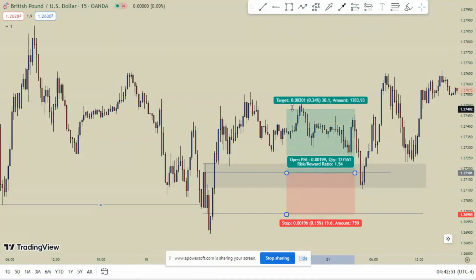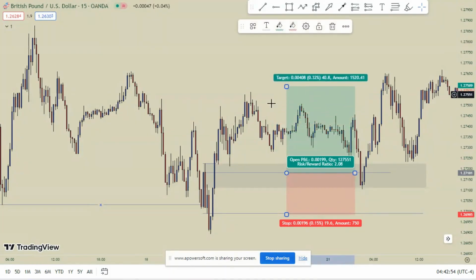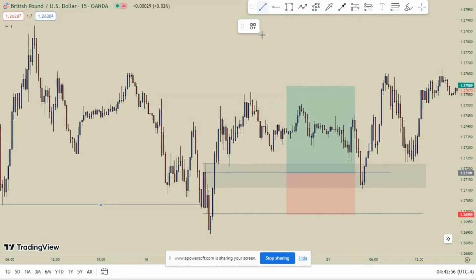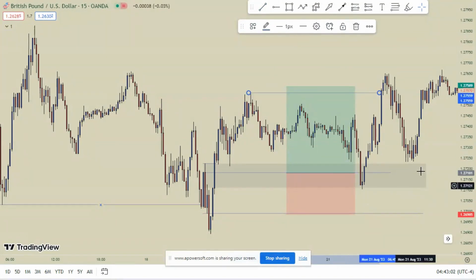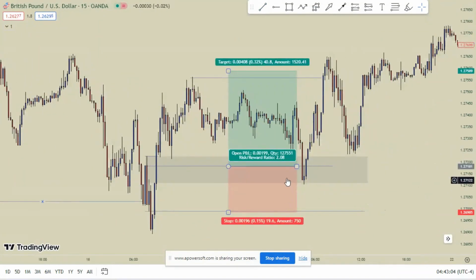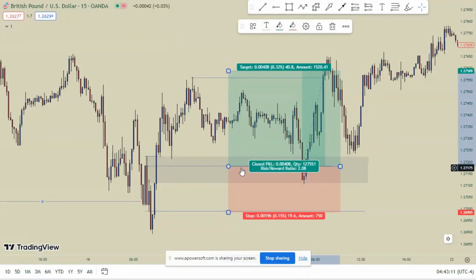And now what am I targeting? I'm targeting this high over here, the most recent high. So if you determine that your account cannot hold this stop loss, please do not take the entry.